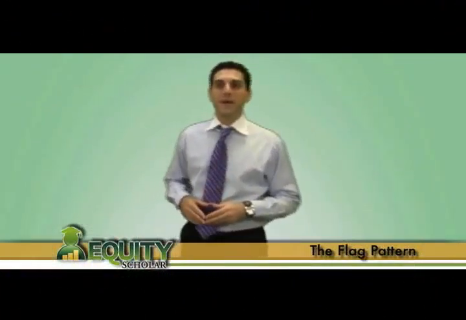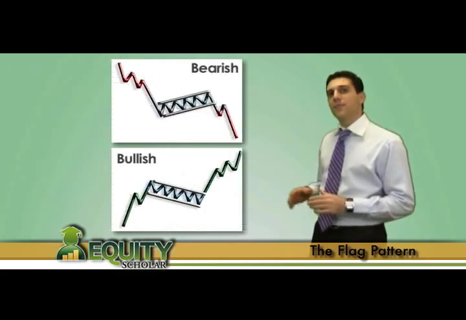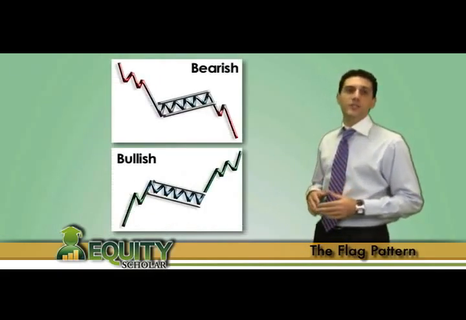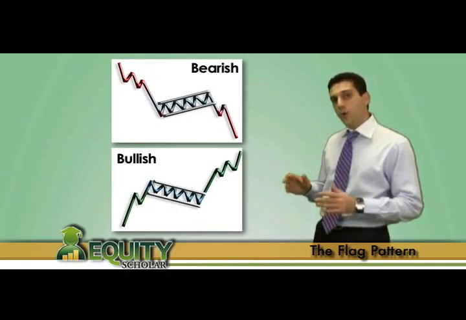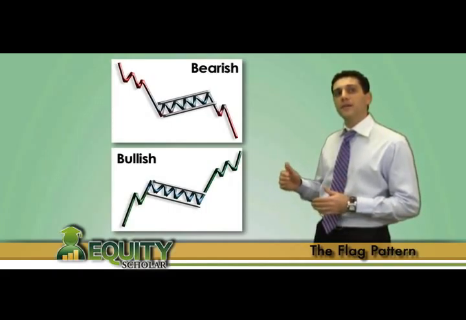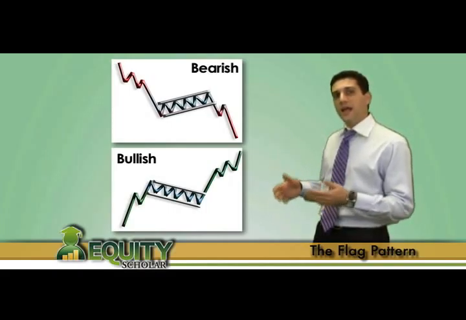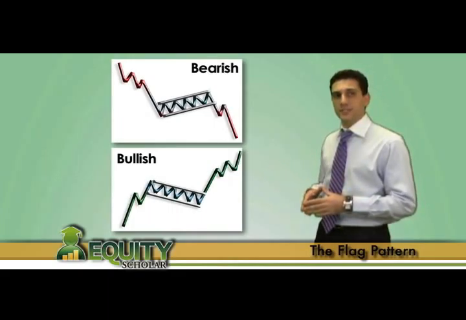Okay, this first type of pattern we will discuss is the flag pattern. The flag pattern is the most basic form of a continuation pattern, which occurs when there is a significant vertical or parabolic move in the price followed by a period of tight consolidation as some traders decide to take profits while others add to their positions.